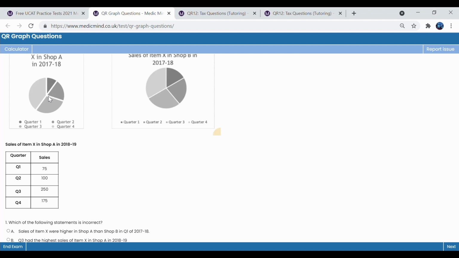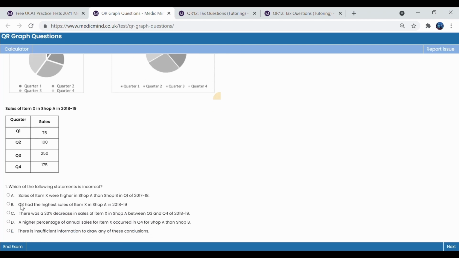Yes, I think that's fine. Okay. B, quarter 3 had the highest sales of item X in shop A in 2018-19. Yep, seems right, 250 is the highest. C, there was a 30% decrease in sales of item X in shop A between quarter 3 and quarter 4.